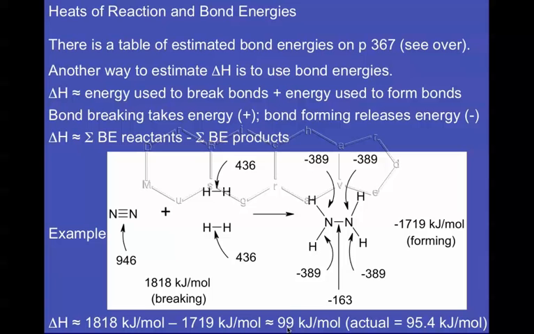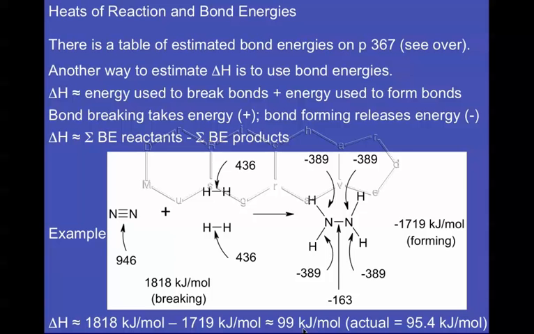As I said, this is an estimate because there's many different kinds of N single bonds, for example. So this negative 163 kilojoule per mole value that I've got here will vary depending on the N single bond that we have, but this is just an average value here. The actual value that's calculated, 95.4 kilojoules per mole, is what we would get if we used heats of formation. And heats of formation would give what's considered to be an accurate value, while this gives what's considered to be an estimate.